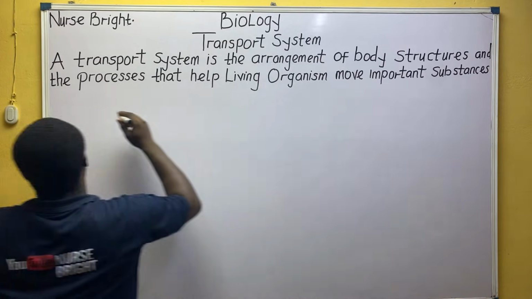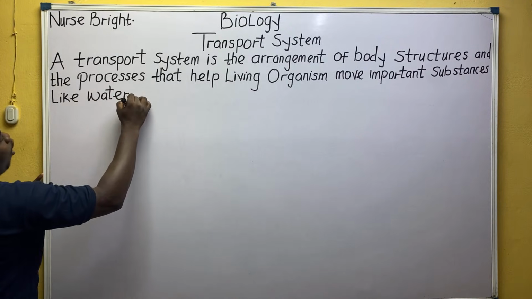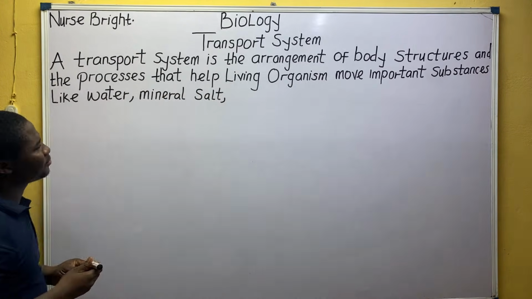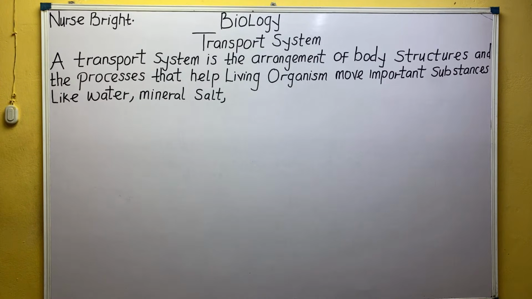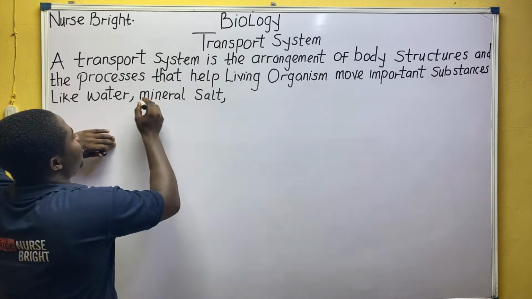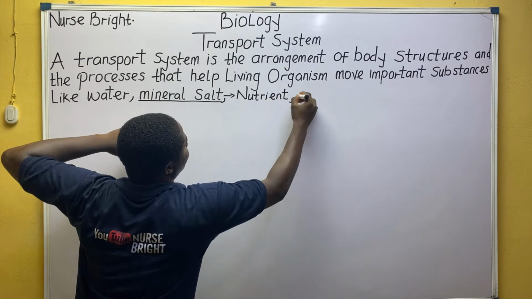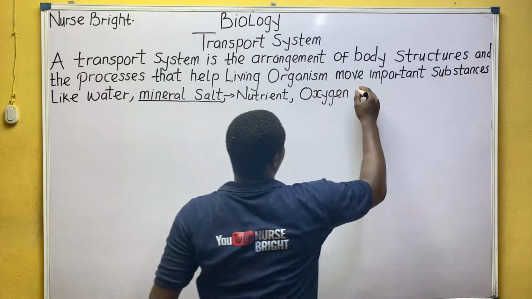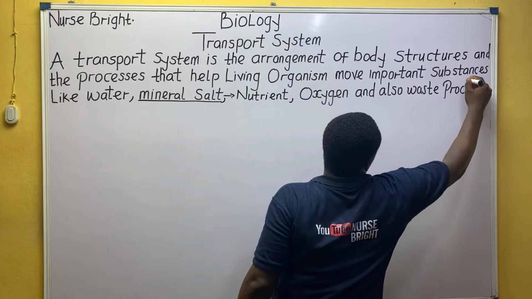What are these substances? They include water, mineral salt, a lot of substances, and also the movement of waste products. Water, mineral salt, nutrients in general, because mineral salt is a nutrient, and most importantly, oxygen. Class, pay attention. And also waste products, which we are going to learn as we proceed in the class lesson.